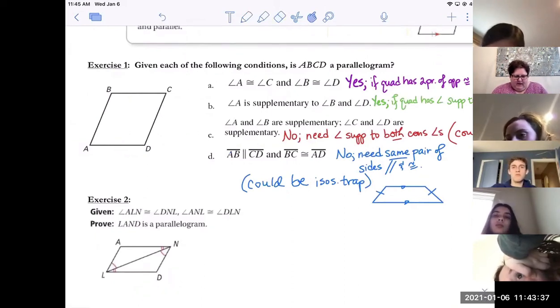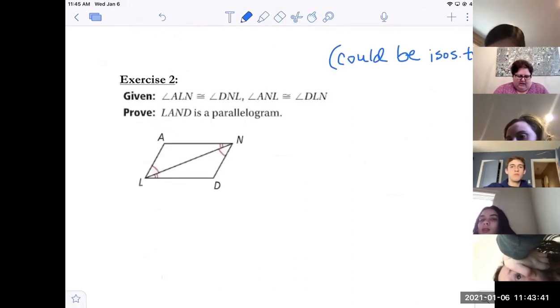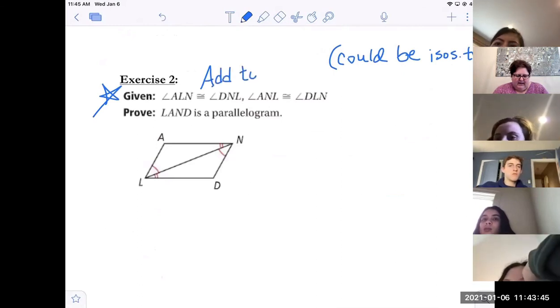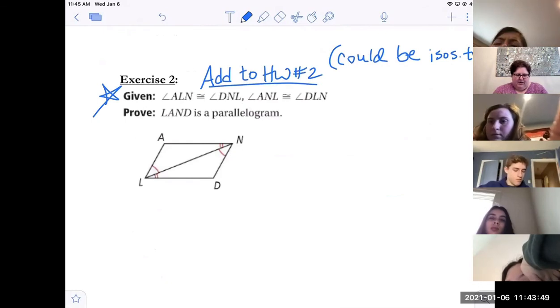Okay. All right, we are going to stop there because we're out of time. I want you to screenshot this proof and add it to homework number 2. Just stick it at the end of homework 2 and give that a try. We'll talk about that when we go over homework next time.